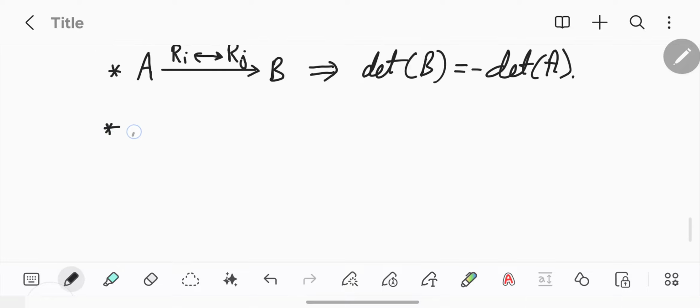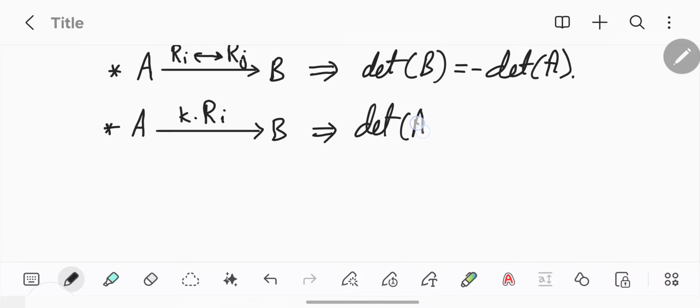The second conclusion is, again start with a matrix A and multiply any row with some scalar constant K. For example, I multiply the ith row with a constant K, then I will get a new matrix B. Then the determinant of B is K times the determinant of A. This we have also proved.